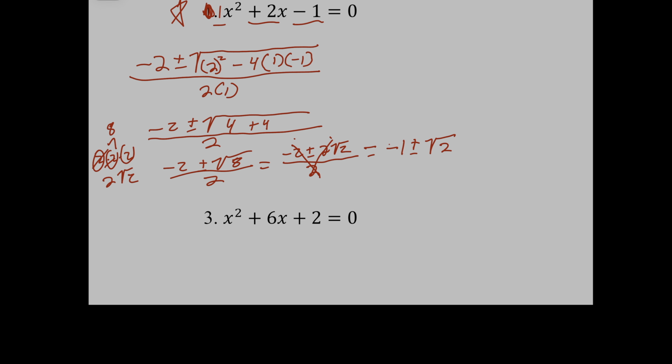Another way to write that, if that was a little bit weird, and maybe it is because that was the first one we did, you can separate it. You're going to go negative 2 over 2 plus or minus 2 root 2 over 2. I just make sure that 2 goes under both terms. And now I'm going to get negative 1 plus or minus root 2. Okay, and that's how we do it.